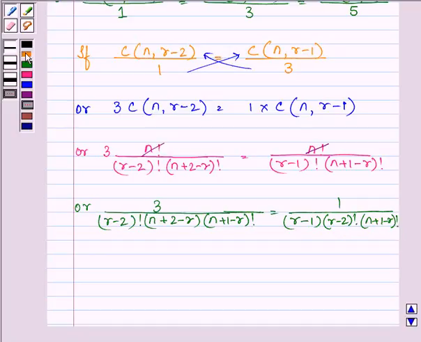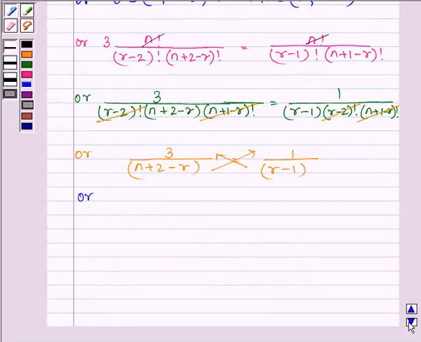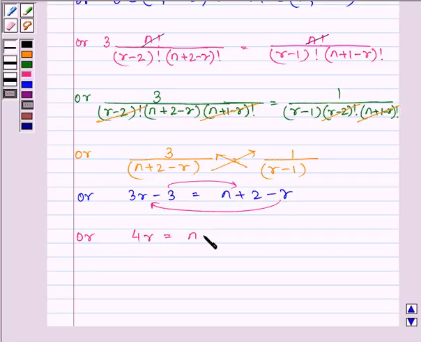Now, on comparing both sides, we can cancel out (r−2)! and (n+1−r)! from both sides, and we are left with 3 divided by (n+2−r) equals 1 divided by (r−1). Again, on cross multiplying, we have 3r−3 = n+2−r. That is, this r will be taken to the left-hand side and this 3 to the right-hand side, and we have 4r = n+5. Let this be the first equation.